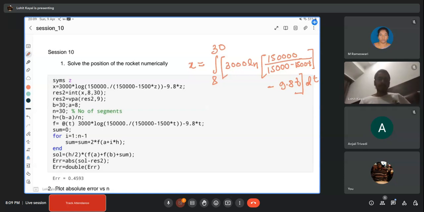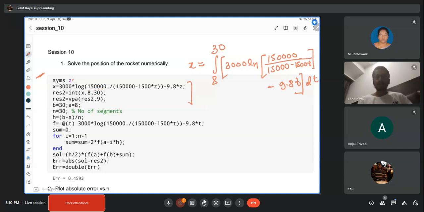Now here is what I have done in the first example. So this is an analytically solvable problem. Here I have used MATLAB to do that. So first I have defined a symbolic variable, that is z. Now I have written down the expression 3000 log of 150000. So here I have written the expression.